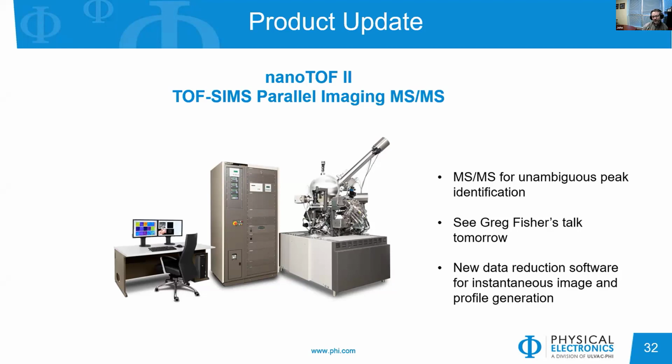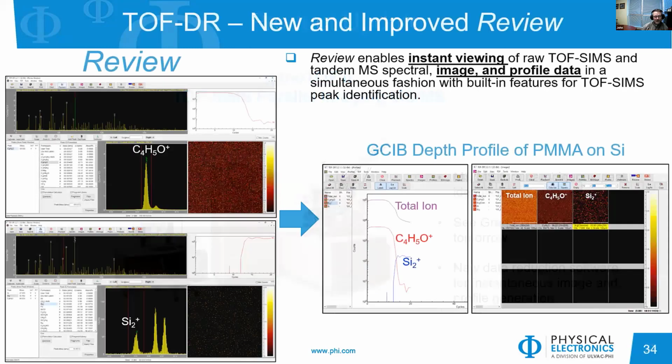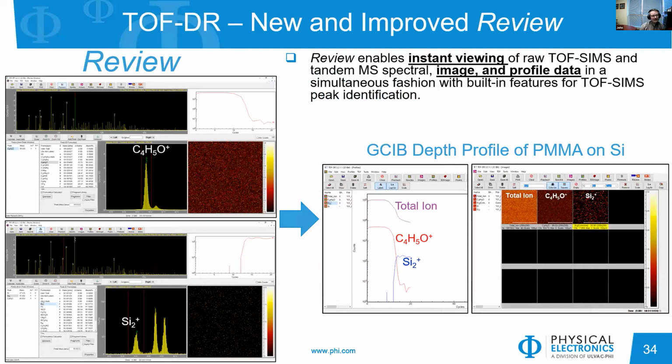We also have some new data reduction software on the TOF, the data reduction package TOF-DR, and this is referred to as Review. This enables instant viewing of the raw TOF-SIMS data, so that you can look at the peaks as well as instantaneously look at the images from those peaks and the profile data. It's especially important when you're looking for, say, an unknown contaminant at an interface. You can scroll through the different peaks and look at their depth distribution as well as their image.